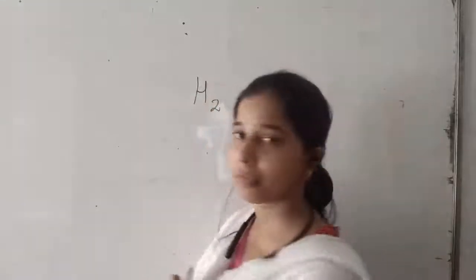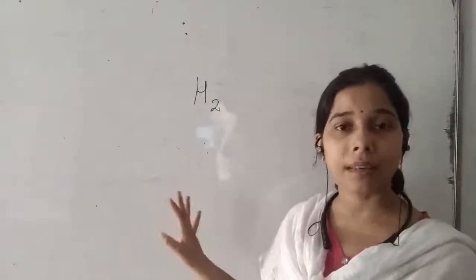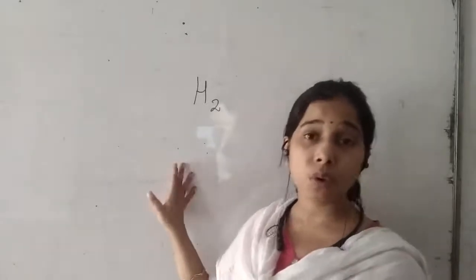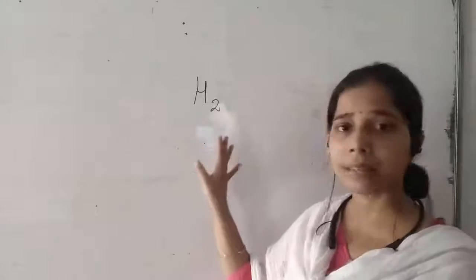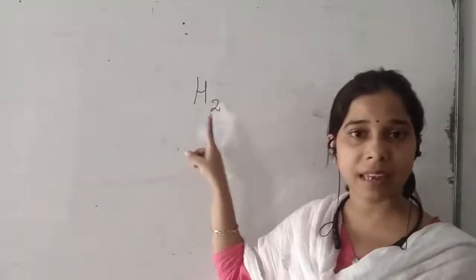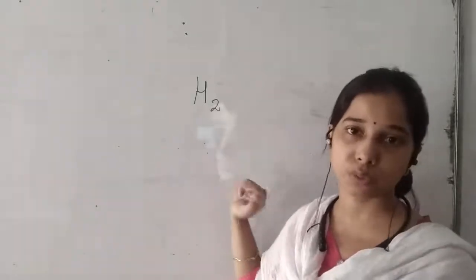Now, to understand what a formula is, see, students, suppose a formula is given, that is H2, if we talk about hydrogen gas. So the hydrogen gas formula is H2. Okay, so what are the things that we are seeing? We are seeing that one H is there. This H is the symbol which represents the element, and that is hydrogen.